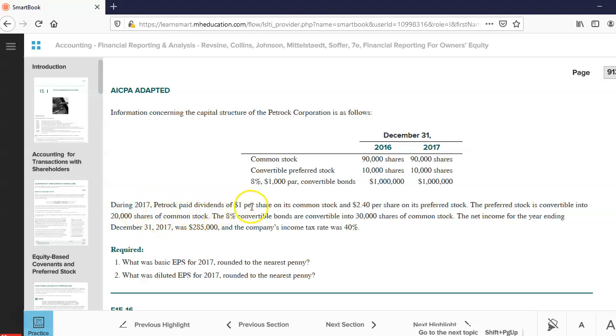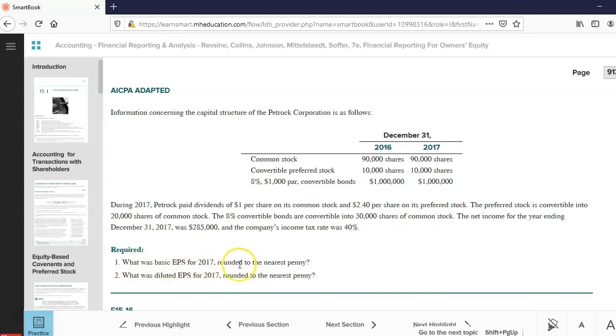And then during 17, Petrock paid dividends of $1 per share in common stock, $2.40 per share dividend on preferred stock. Preferred stock is convertible to 20,000 shares of common stock. So this preferred stock can turn into 20,000 shares of common. The 8% convertible bonds can convert into 30,000 shares of common stock. So the preferreds, 20,000 shares can turn into commons. For the bonds, 30,000 shares can turn into commons. Net income for the year ended December 31 of 17 was 285. Tax rate was 40%. Okay, so those are all the issues to kind of think through.